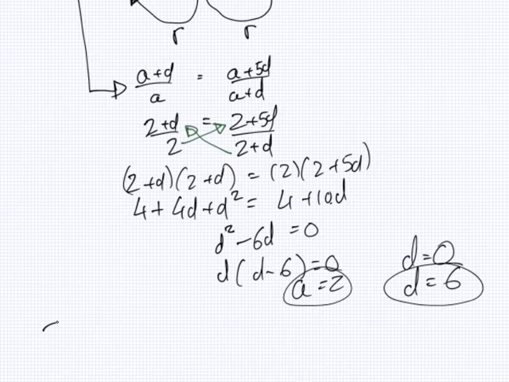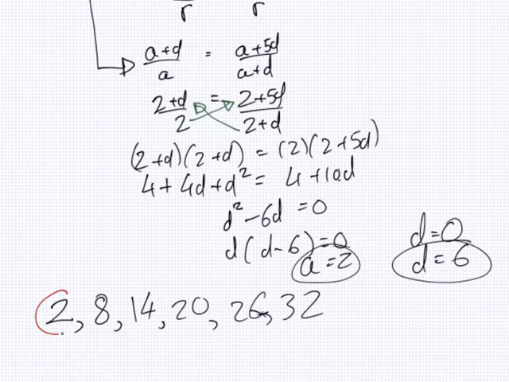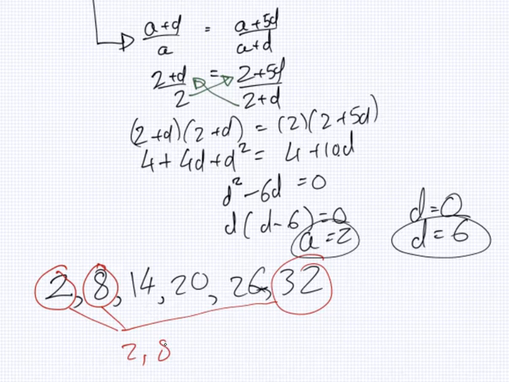So let's test that this works. The first term will be 2. The next one? 8. And the next one? 14, isn't it? We're adding 6. 20, 26, 32. And I said the first, the second, and the sixth is geometric. Is 2, 8, and 32 geometric? Yeah, it is. 2, 8, and 32 is geometric with A equals 2 and R equal to 4.